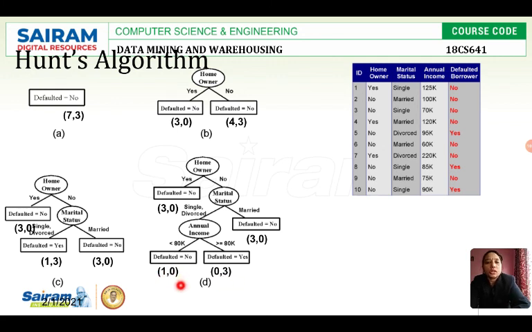So we can stop with this. When do we have to stop? If we get the value as 0, then we can stop the tree. So this is how Hunt's algorithm works.